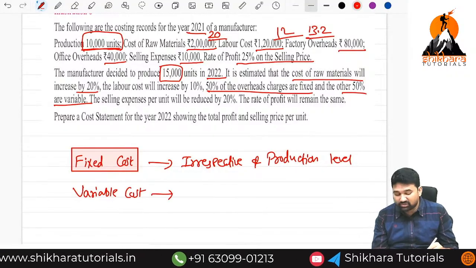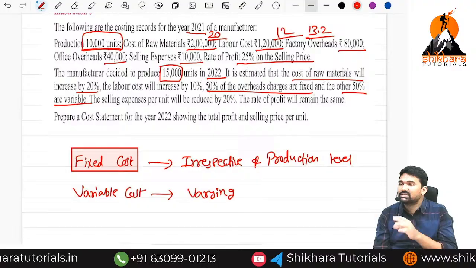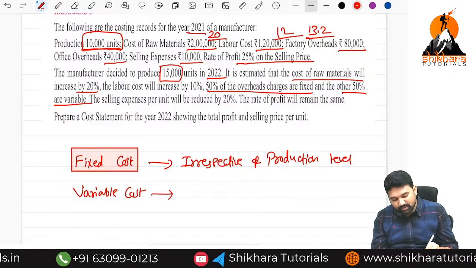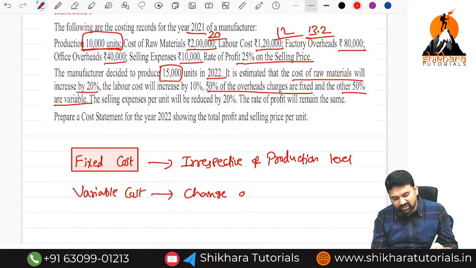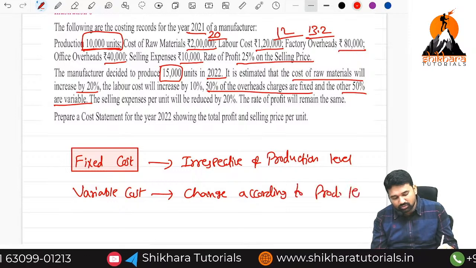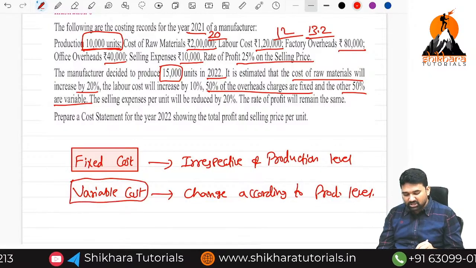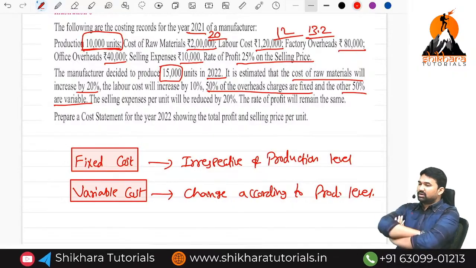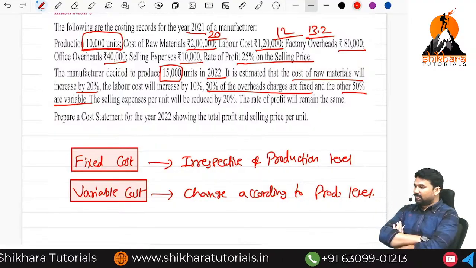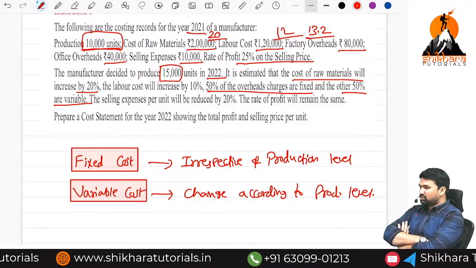So variable cost, the name itself is saying varying. Varying means changing. So variable cost will change according to production level. So fixed cost will not change according to production level, but variable cost will change according to production level. You have to write in your running notes, and solutions also.